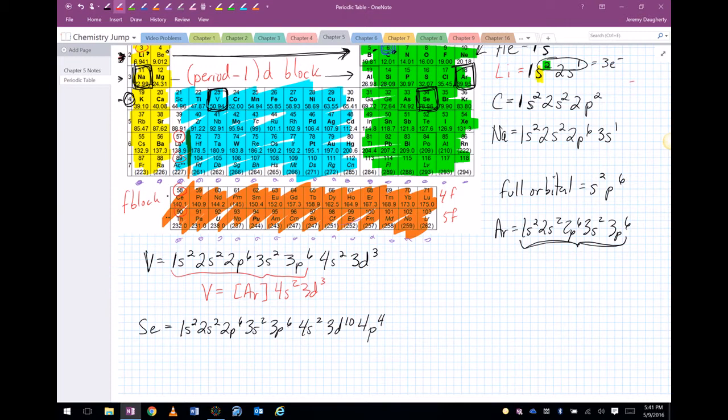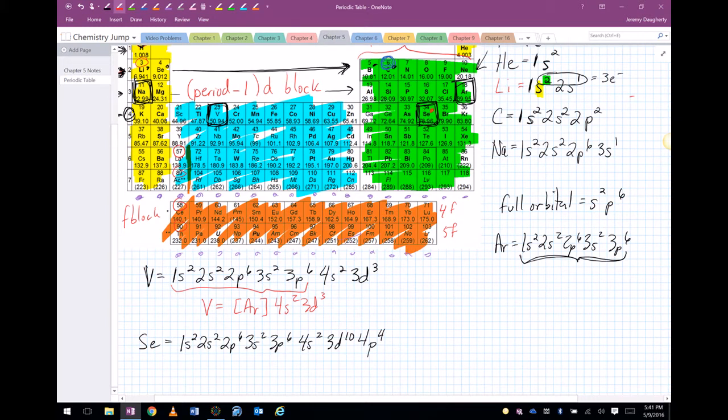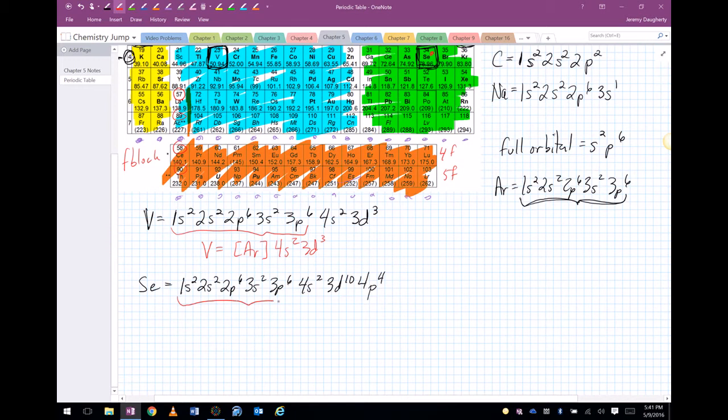Now, this is very important. You always use the noble gas that comes before the element. So let's do selenium here. So here's selenium. What's the noble gas before the element? Argon. So this one's going to be argon as well. So selenium becomes argon in brackets, 4s2, 3d10, 4p4. So remember the rule. It is the noble gas before the element.